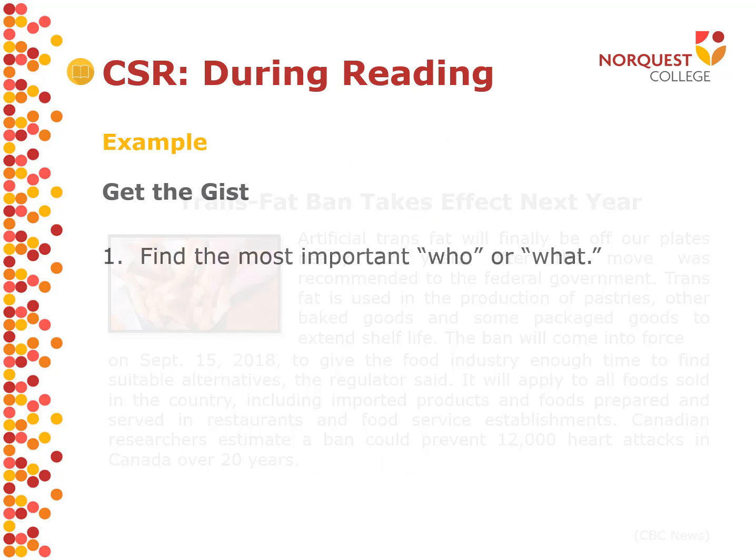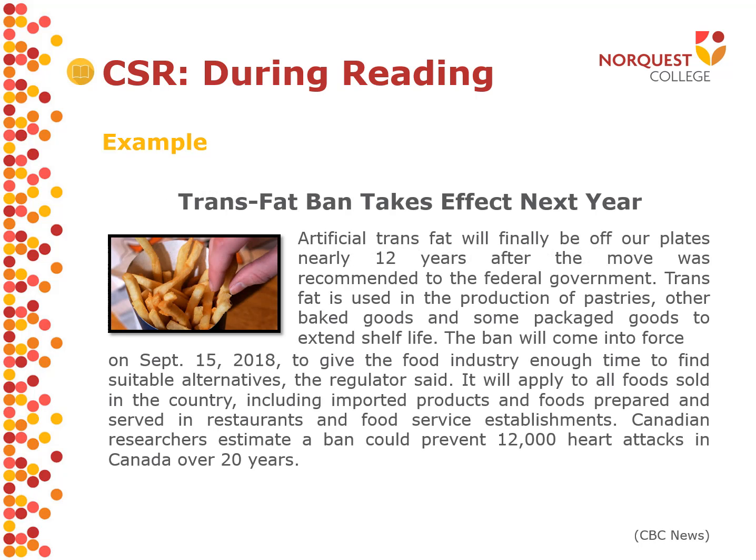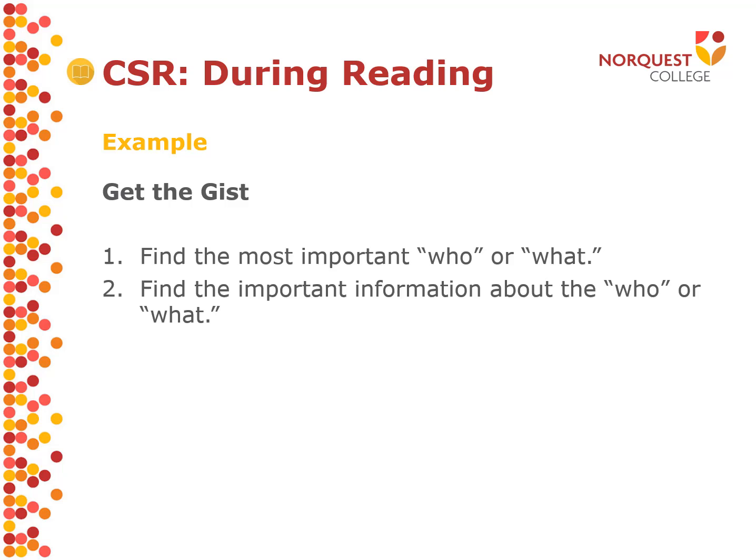Using the same example, first a student would have to find the most important who or what. In this article, the most important who or what, as indicated from the title and the word spread throughout it, is trans fat. From this, students say, okay, what information is there about this who or what? What is the article saying about trans fats?